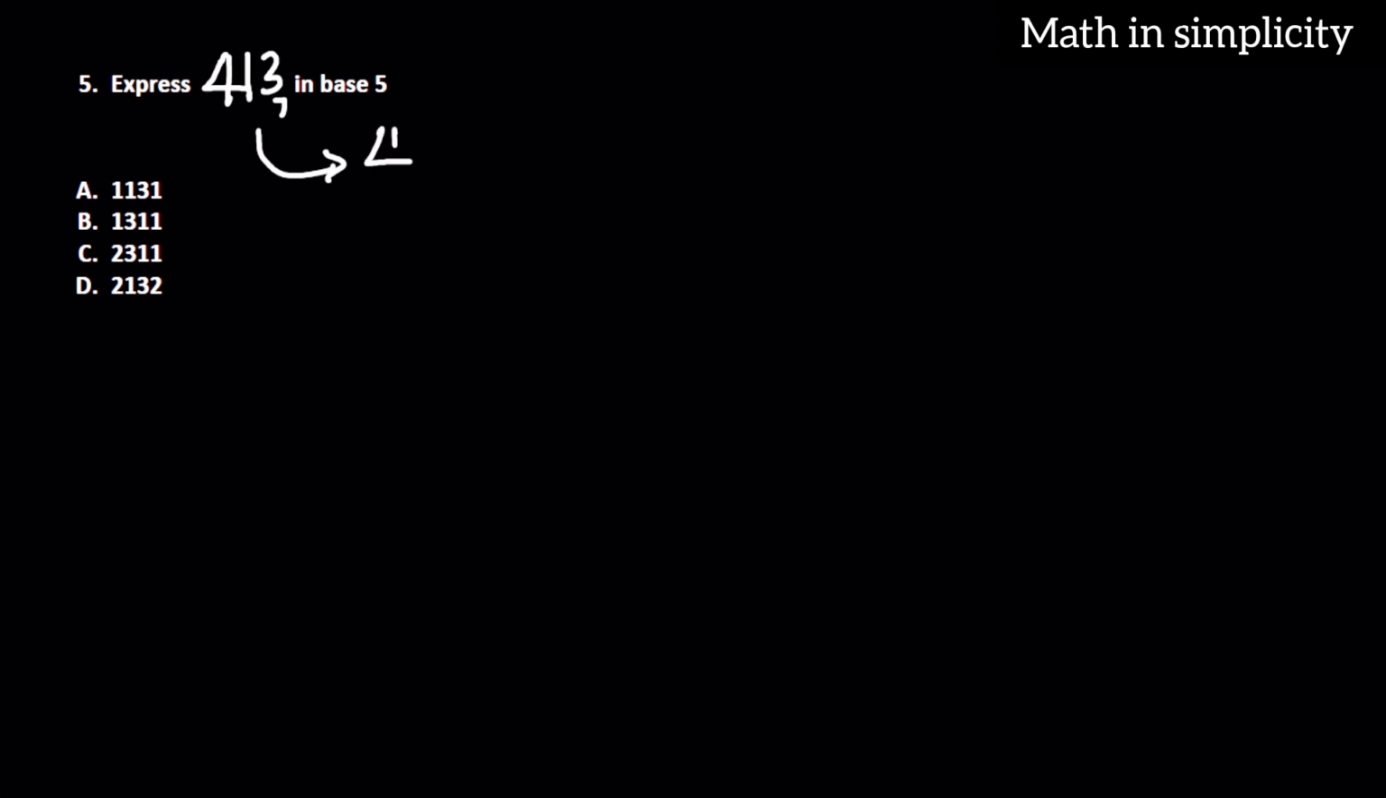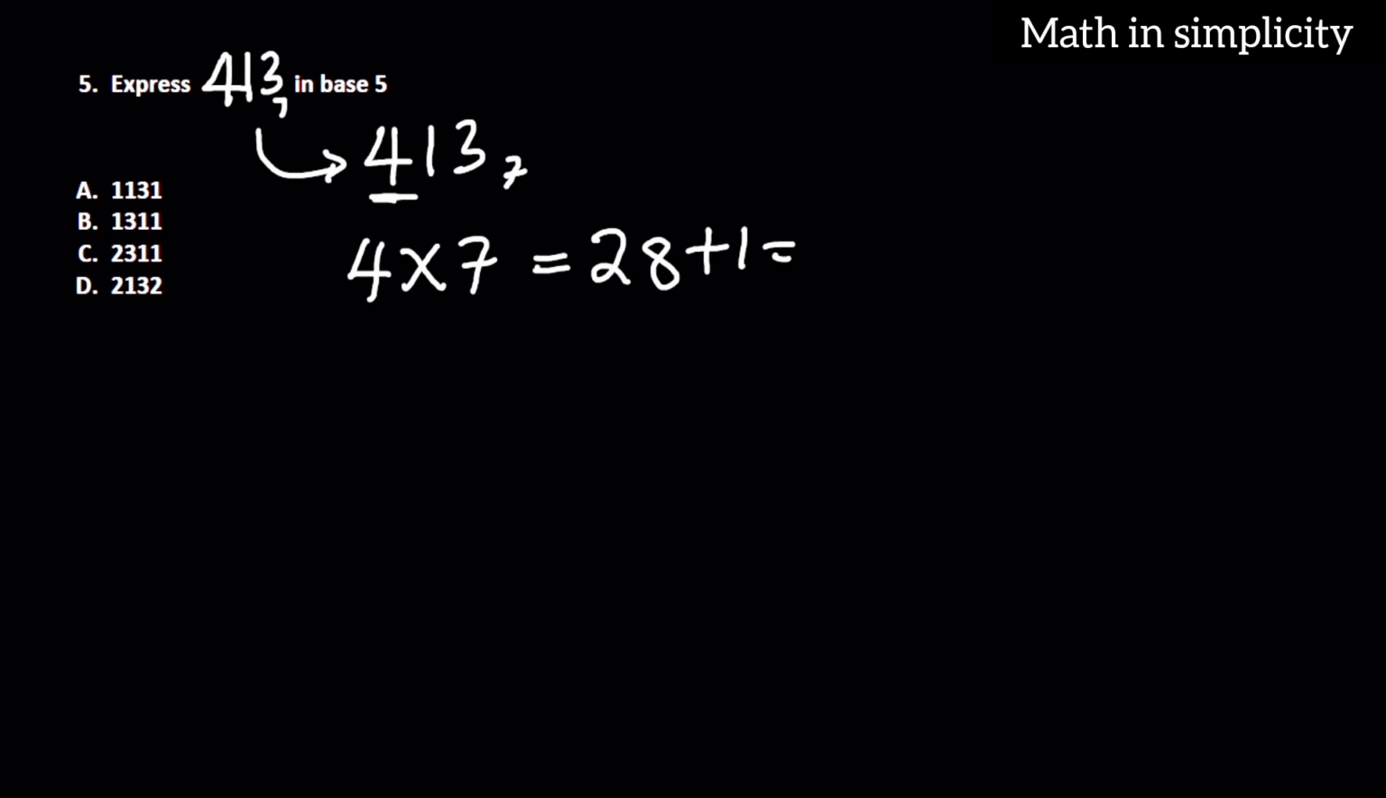So we have 413 base 7. In order to convert, we just use the repeated multiplication method. Since we're dealing with base 7, we take the first number, which is 4, and multiply it by 7, the base. 4 times 7 is 28. Then we add the next number, which is 1. 28 plus 1 is 29. So that's the first step.